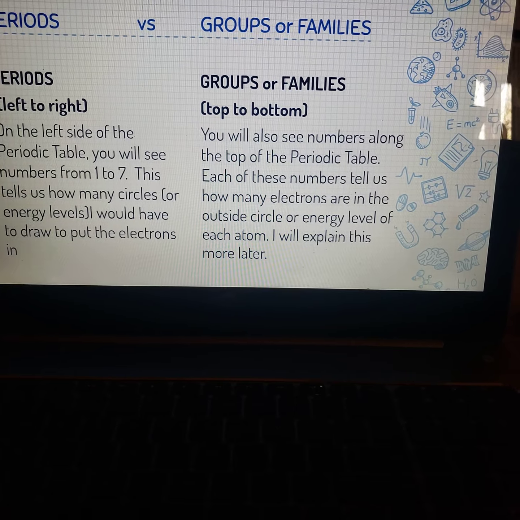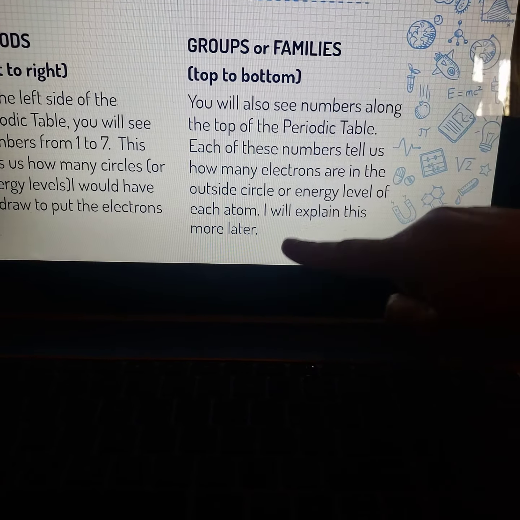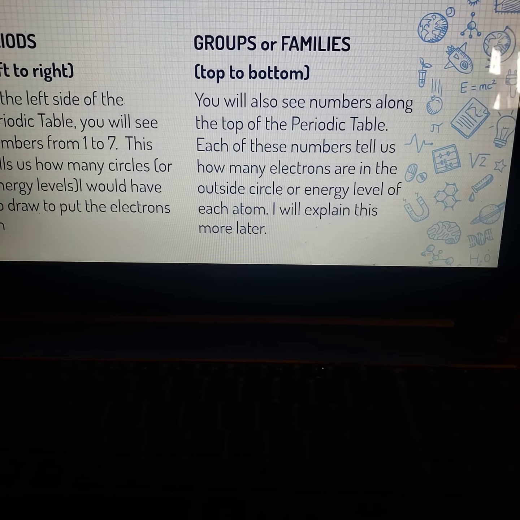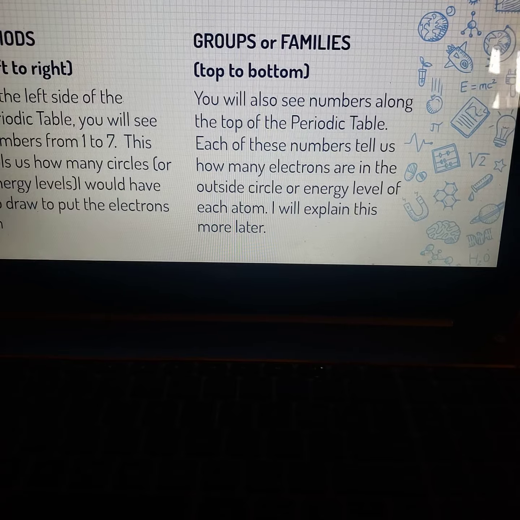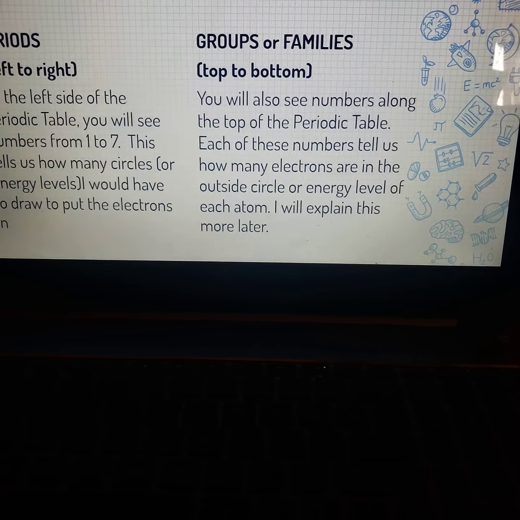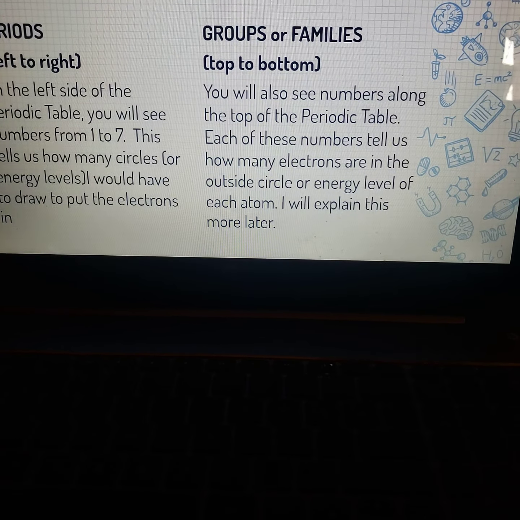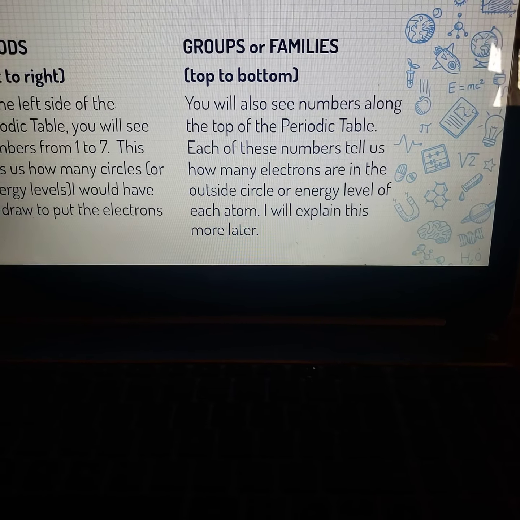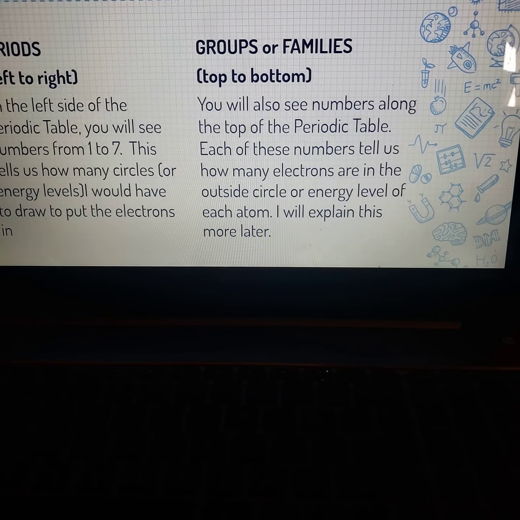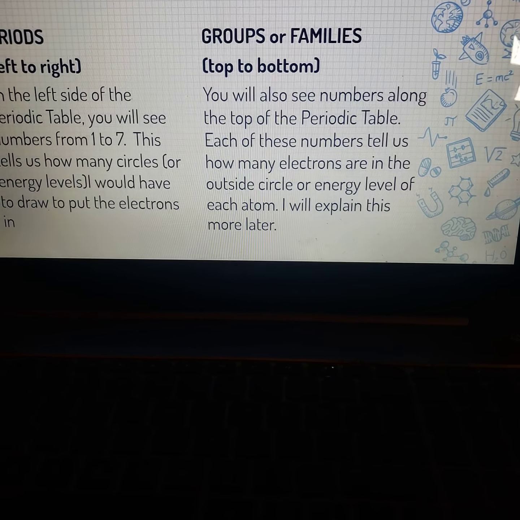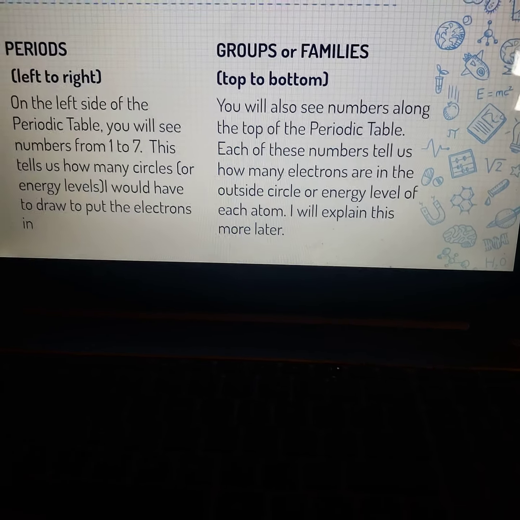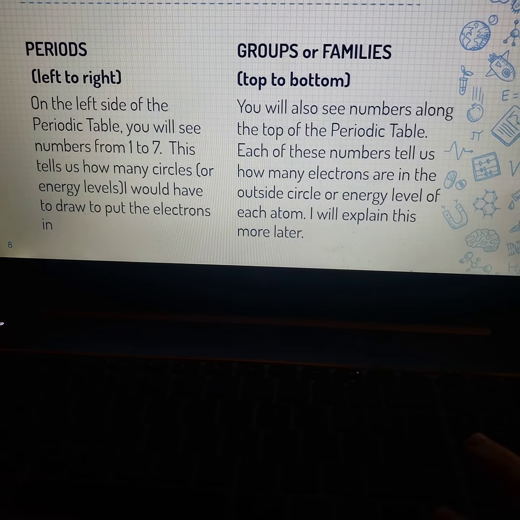Let's look at families or groups. That is from the top to the bottom of the periodic table. You're also going to see numbers along the top of the periodic table. They go from 1 to 18 instead of from 1 to 7. 1 to 18. Well, what do those numbers tell us? Well, they tell us how many electrons are in the outer shell or in the outer circle. And right now, you don't understand why that matters, and that's okay. I think I'll stop right there and let's move on a little bit.